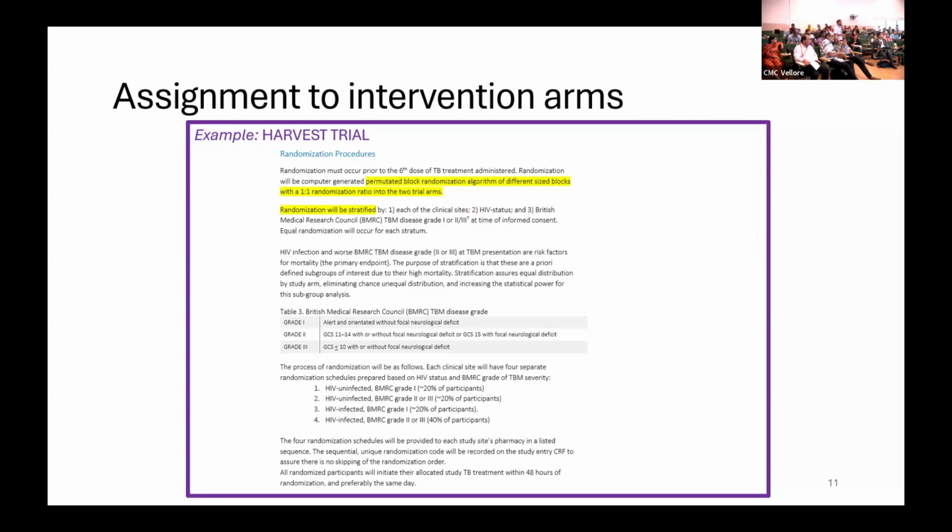You apply a block to make the groups equal. We apply block sizes of 2, 4, 6, up to a maximum of 8, and it just goes in random order. Okay, yes, we can proceed. Great, thank you.